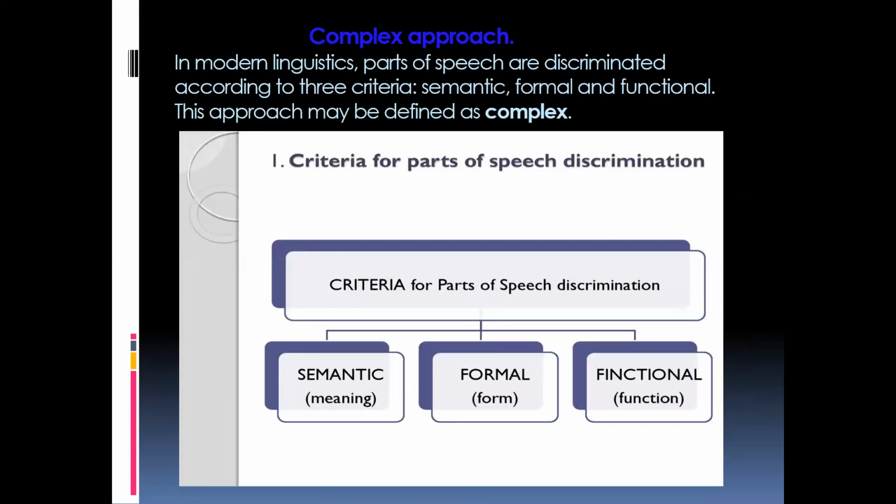The last approach was the complex approach. In modern linguistics, parts of speech are discriminated according to 3 criteria: semantic, formal, and functional. This approach may be defined as complex. Criteria for parts of speech discrimination are shown in your table: semantic, which is the meaning, formal, which is the form, and functional, that is the function.